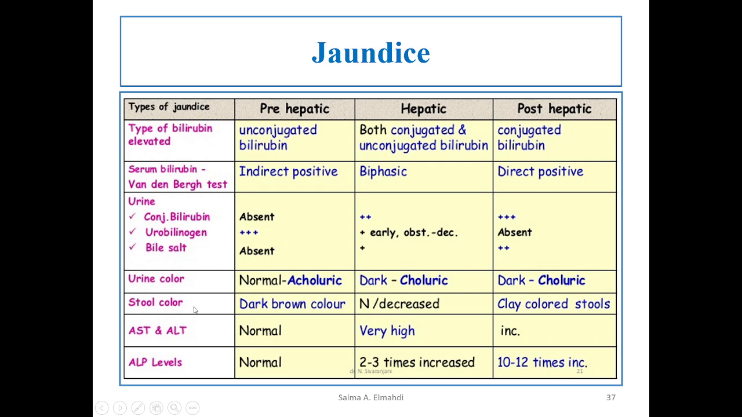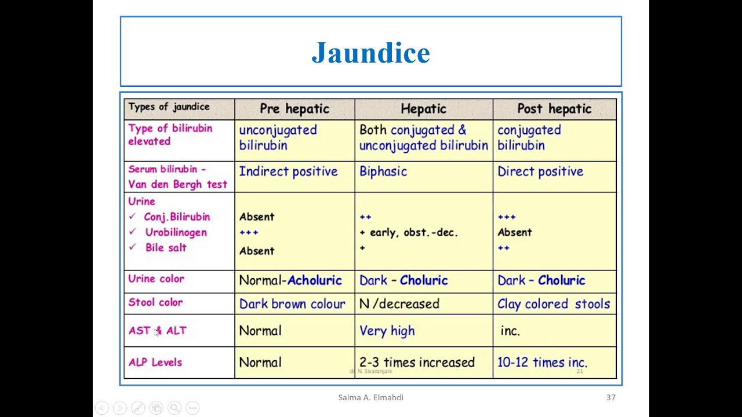What happens to stool? We said the bilirubin can be excreted in both urine, but mainly in stool. In stool, in the prehepatic jaundice, the stool will be dark because unconjugated bilirubin will be mostly in the intestine, and it will be excreted via feces. In the post-hepatic, the color will be less dark compared to the prehepatic because this is the conjugated type of bilirubin.